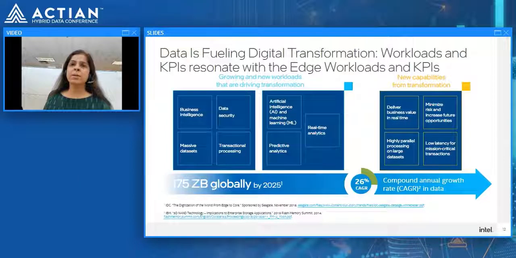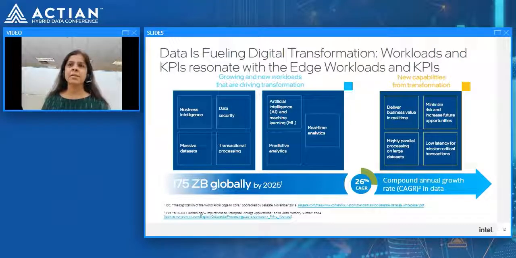What kind of capabilities are expected? What kind of workloads are expected? The same workloads and KPIs which are relevant to the data center world are also relevant to the edge. You will have business intelligence to do at the edge. You will have massive data sets to process at the edge. You will have heavy transactional processing to be done at the edge, not to forget the data security. Then you will have AI, machine learning processing. You will have predictive analytics as well as real-time analytics.